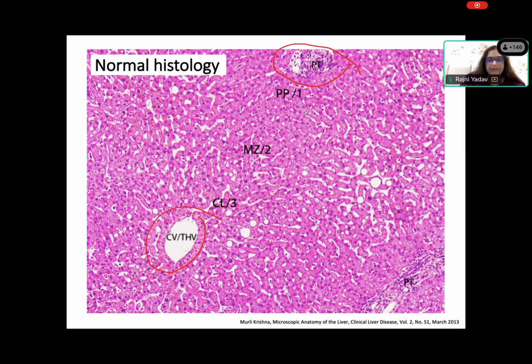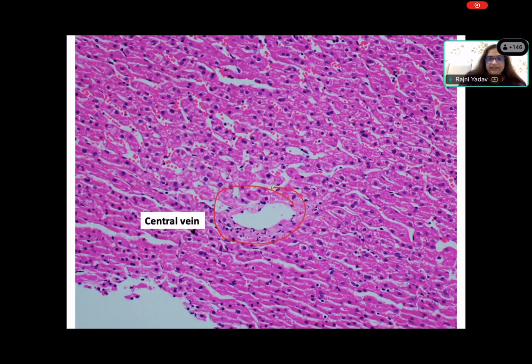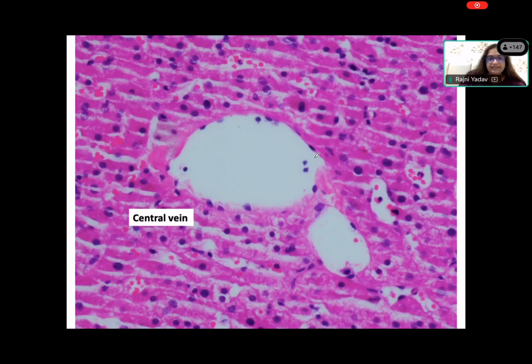Now that's again a central vein. We can identify it, and see that it is one of the veins which has a little cuff around it. So it has some thickness as compared to the other veins in the body. And then the hepatocyte cords look normal. Again at the higher power, we can see this endothelium. So that's the central vein. Then this is the reticulin stain.